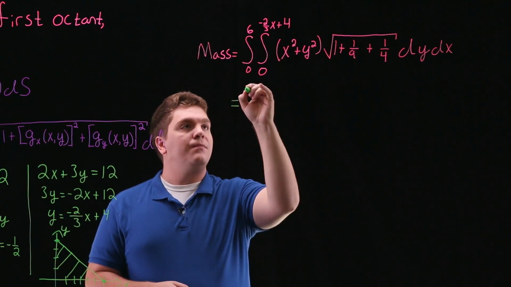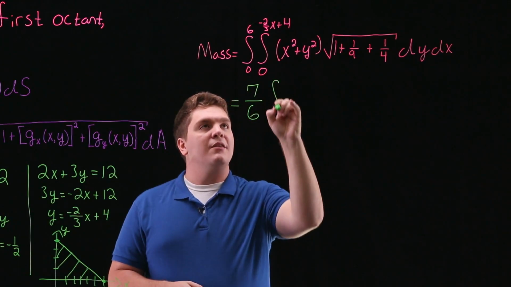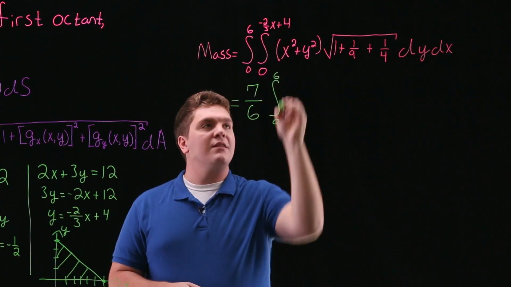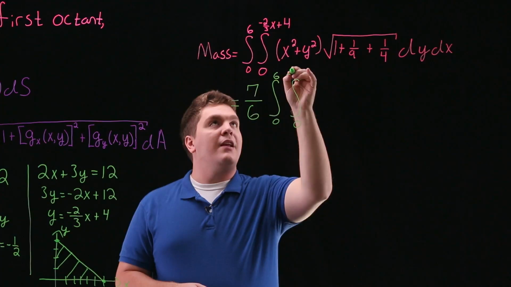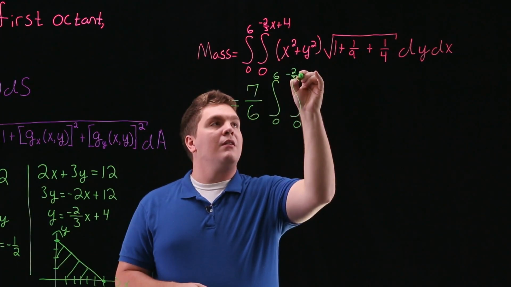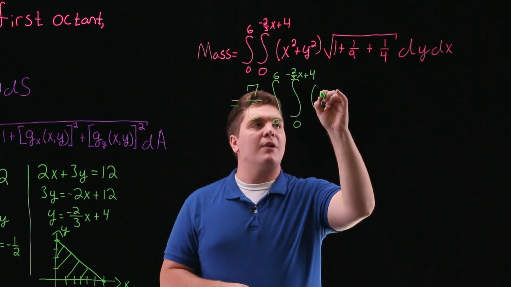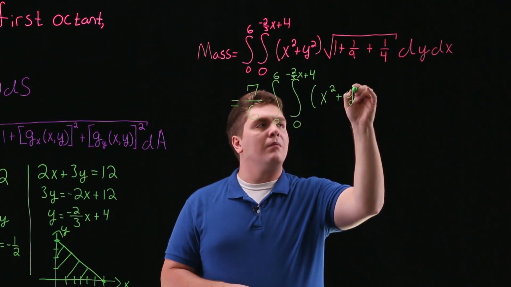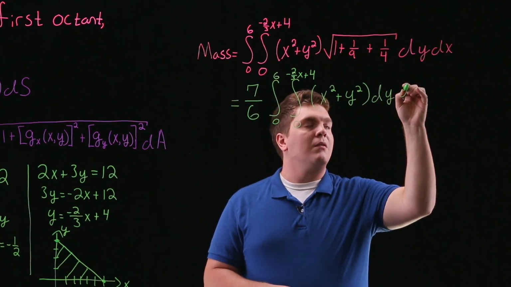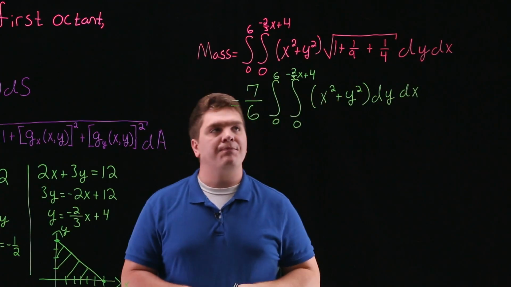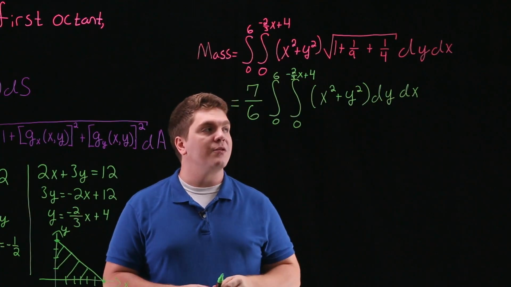So this is equal to 7/6 times the integral from 0 to 6 of the integral from 0 to negative 2/3 x plus 4. The integrand here is just x squared plus y squared. And we're integrating with respect to y first, and then with respect to x. So now we just need to integrate x squared plus y squared with respect to y.